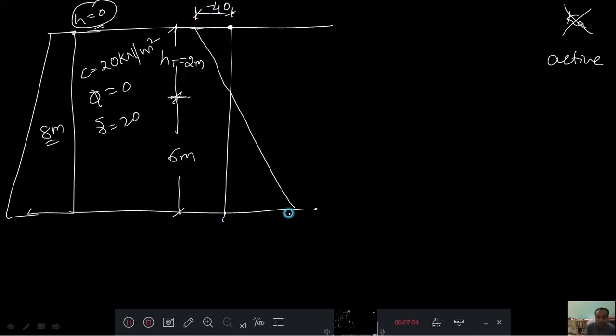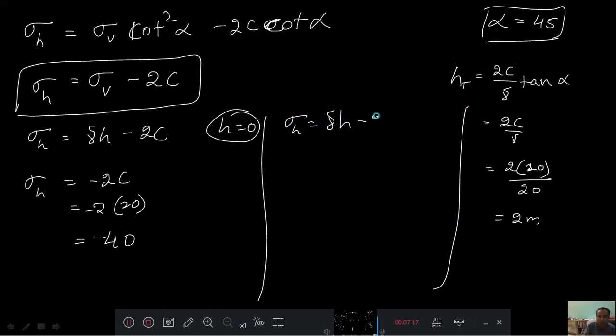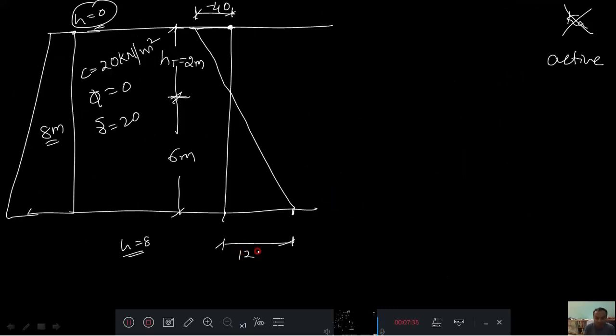Right. Then coming to this end, we have h equal to 8 meter. Then I will calculate sigma h equal to gamma h minus 2c. Therefore gamma is 20 and h is 8, minus 2 into 20. Therefore 20 into 8 minus 20 into 2 is 120. This is your 120 kilonewton per meter square. This is 40 and this is 120, you got it.